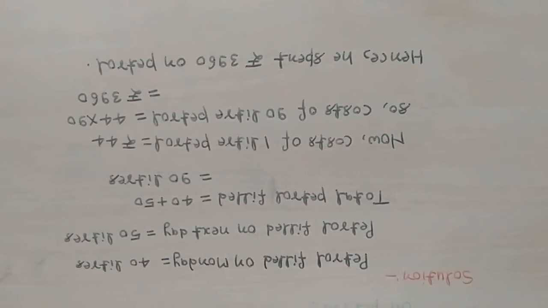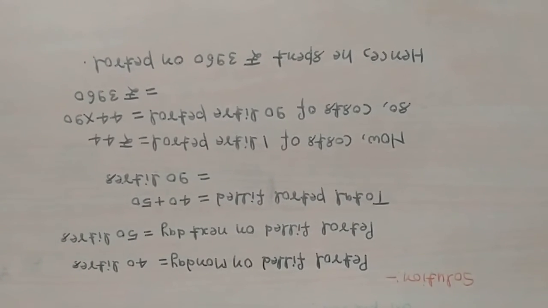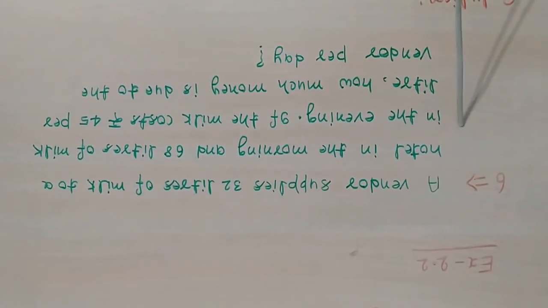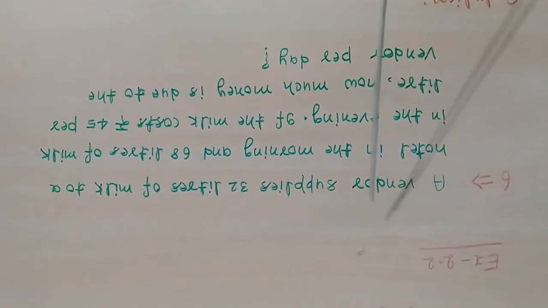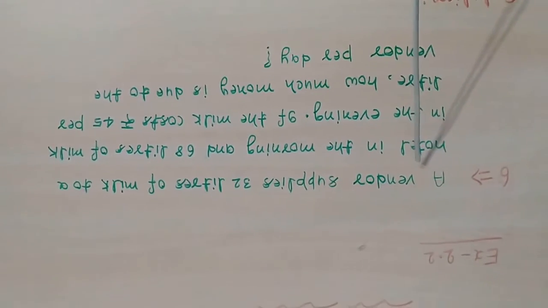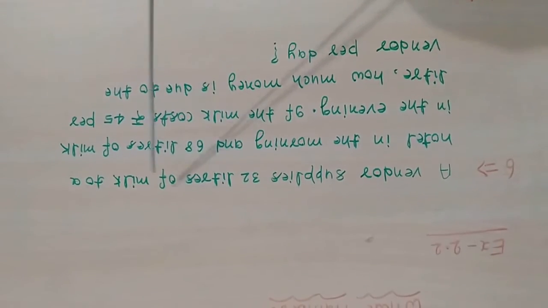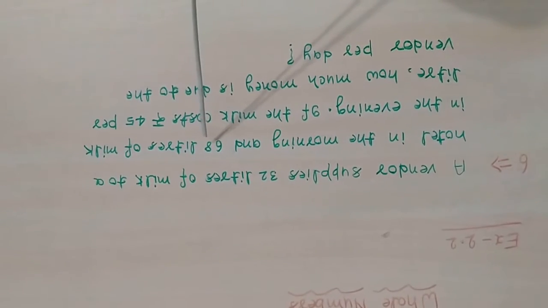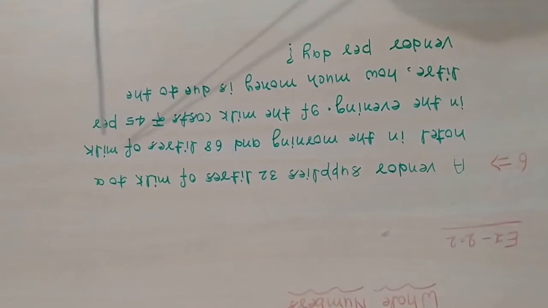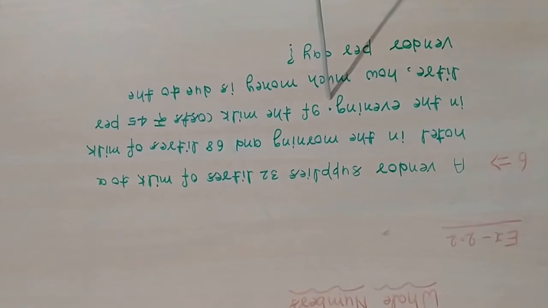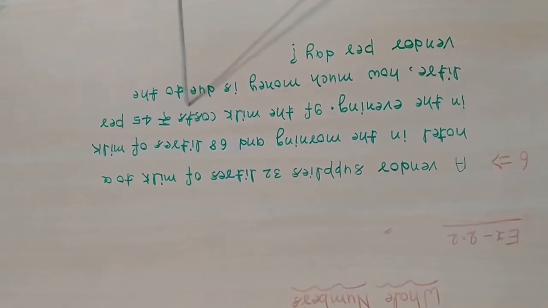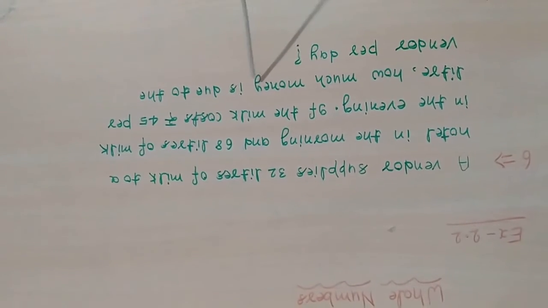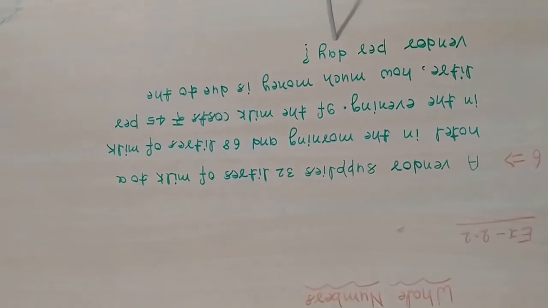Let's see question number 6 of exercise 2.2. Student, this is the 6th question of exercise 2.2. A vendor supplies 32 liters of milk to a hotel in the morning and 68 liters of milk in the evening. If the milk costs rupees 45 per liter, how much money is due to the vendor per day?